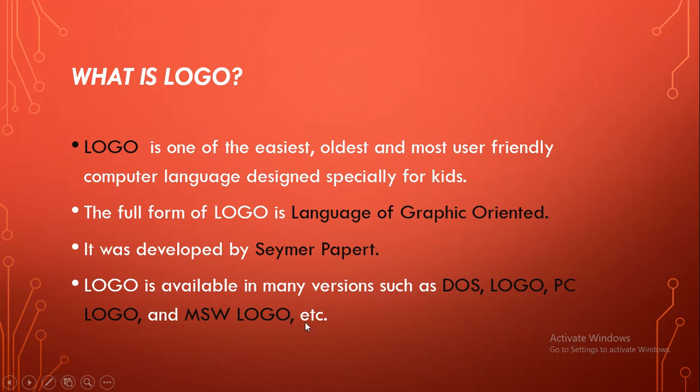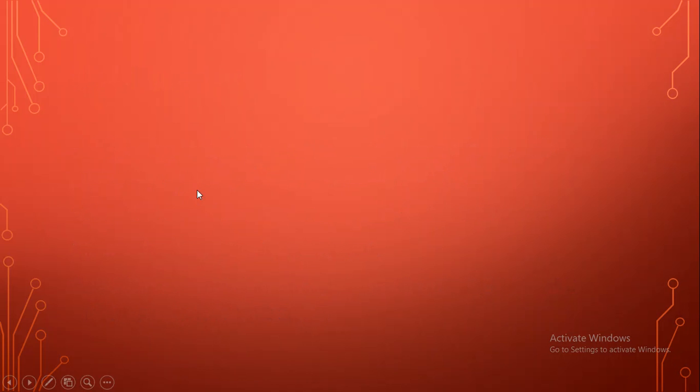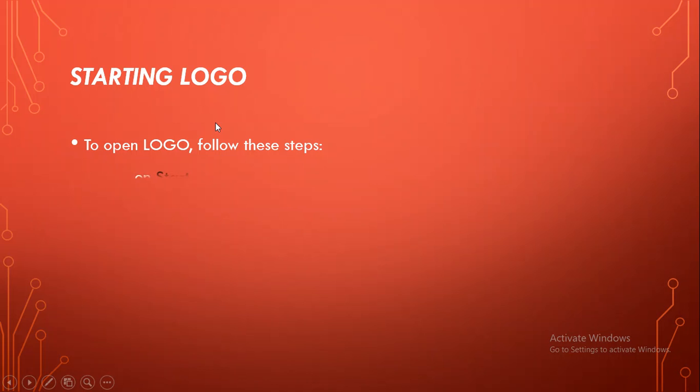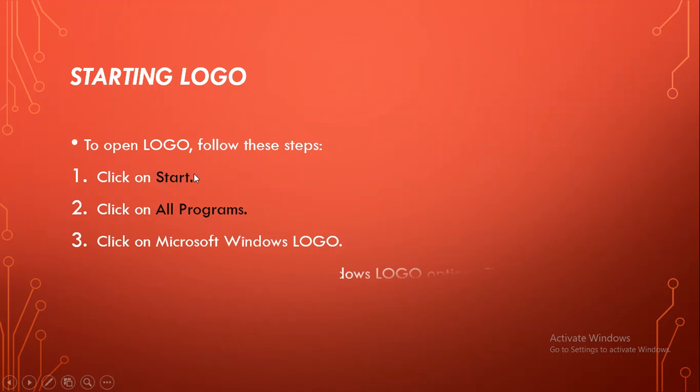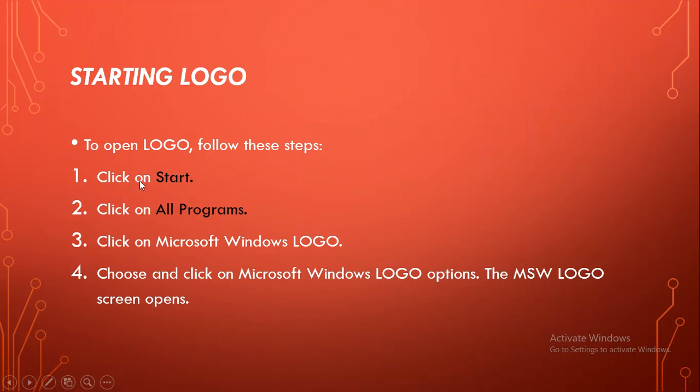So these are the various characteristics of Logo. Now, starting Logo. How to start Logo? The various steps for starting Logo are as follows. To open Logo, these steps are to be followed. The first one is click on Start. Firstly, we have to click on the Start button of the computer, which is available on the left hand side at the bottom of our desktop. Then you have to click on All Programs. After that, you have to click on Microsoft Windows Logo. Then you have to choose and click on the Microsoft Windows Logo option. The MSW Logo screen opens and will appear on your desktop.